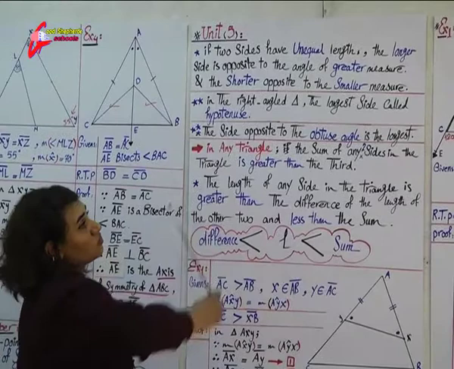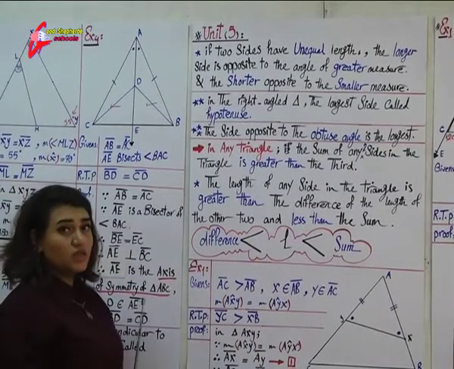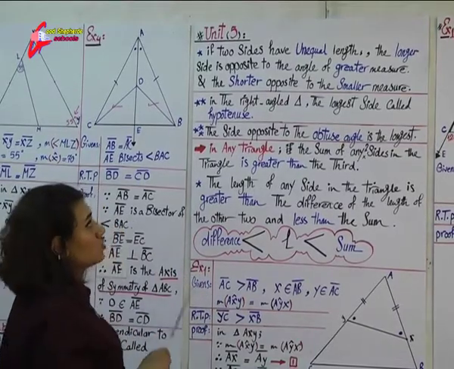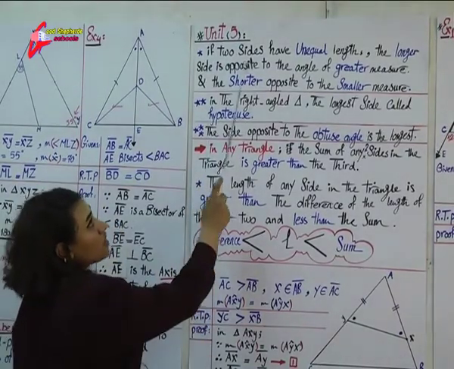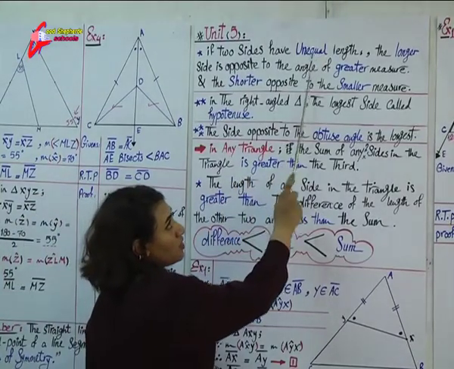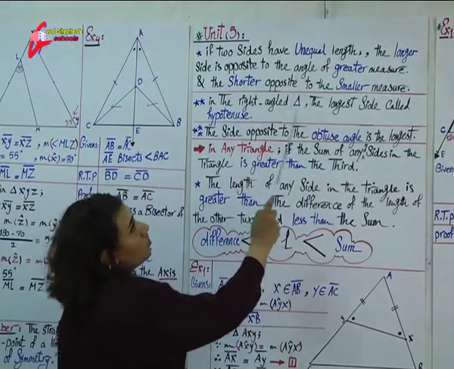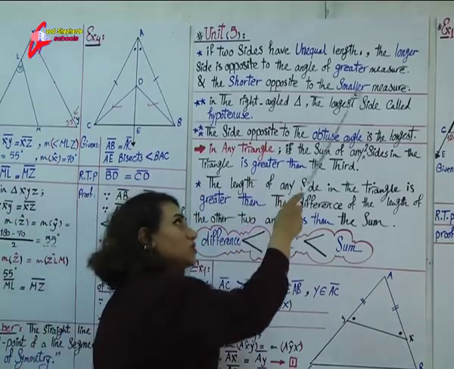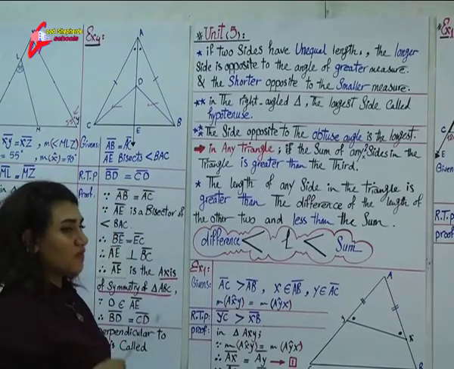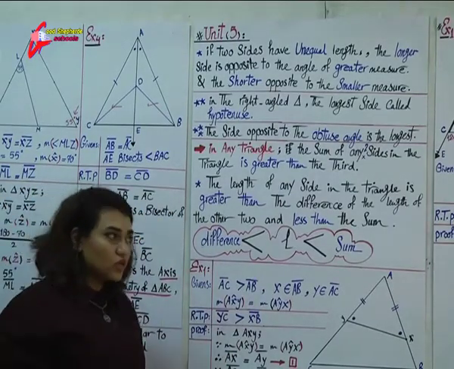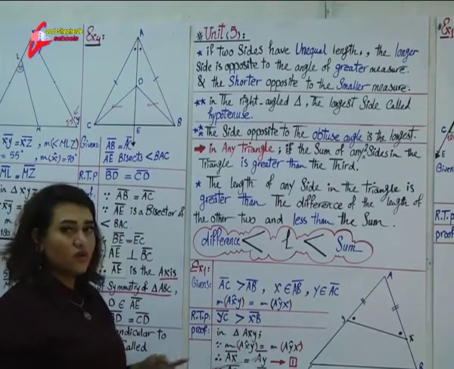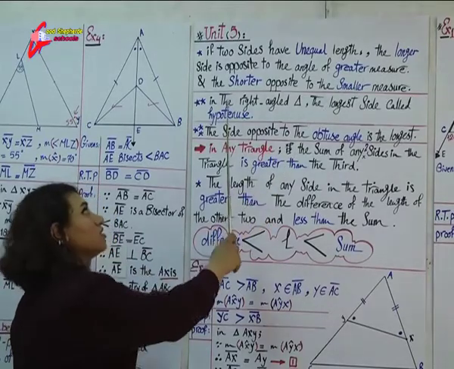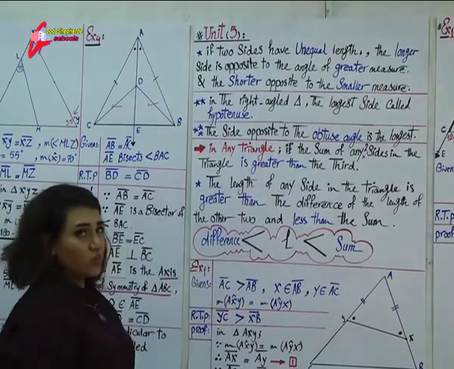Unit 5 is talking about inequality. Means if two angles are not equal or two sides are not equal. If two sides have unequal lengths, the longer side is opposite to the angle with the greater measure. Also the shorter is opposite to the smaller in measure. Like we said, equal angles are opposite to congruent sides. Here, unequal, the longer will be opposite to the greater, the shorter opposite to the smaller.